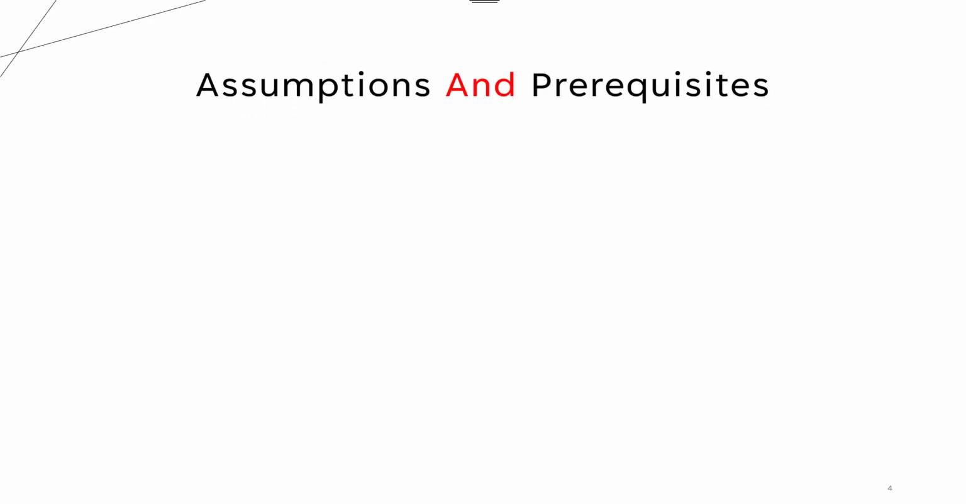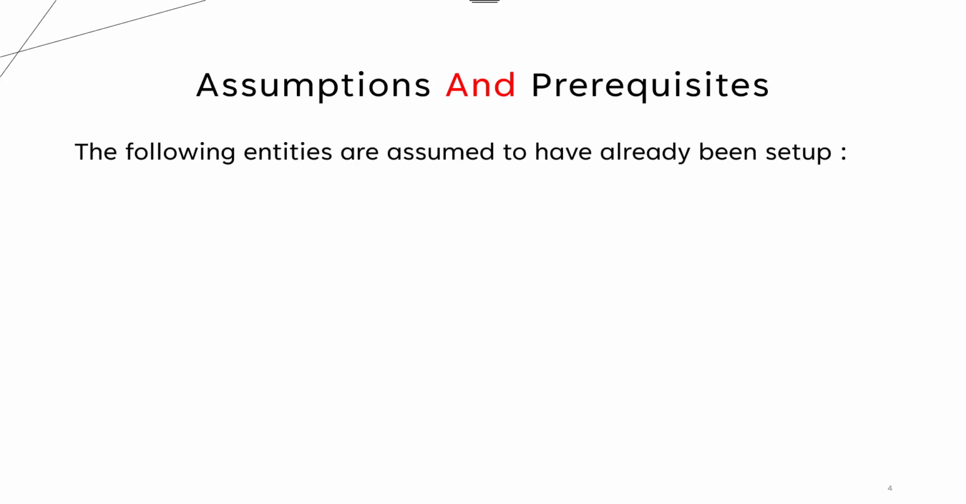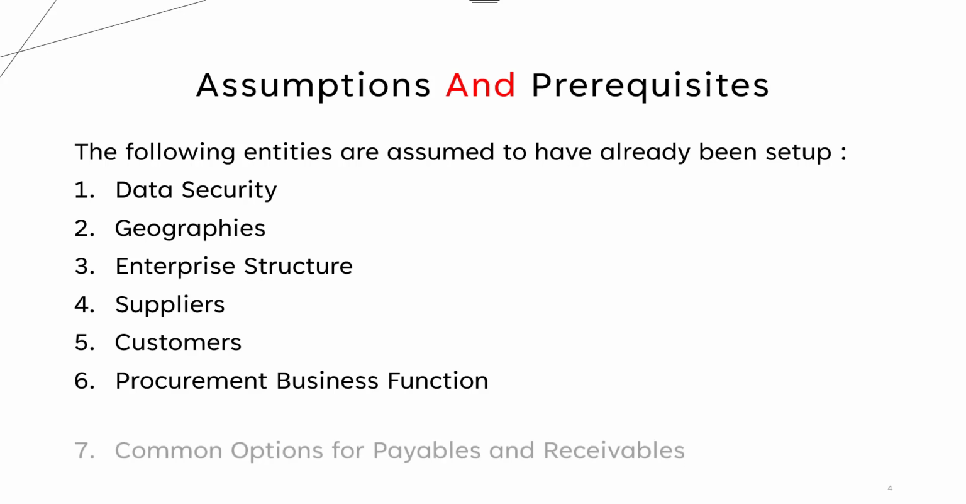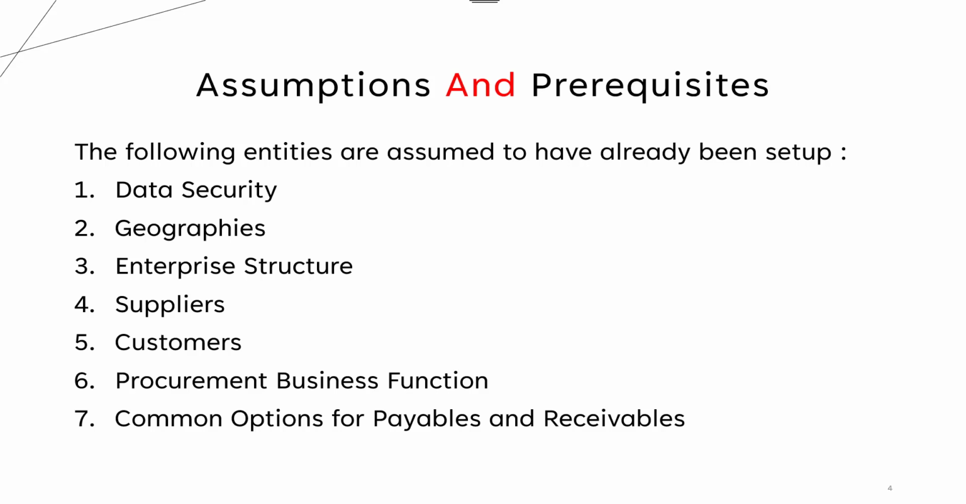What are our assumptions and prerequisites for netting? You have to assume that you have already set up the following: data security, refer to the Fusion Security topical available on cloud.oracle.com, geographies, enterprise structure, suppliers, customers, procurement business function, and common options for payables and receivables. Oracle recommends that the implementation project is complete for your organization before commencing the feature-specific setup. Also, the netting manager executes the netting process at the legal entity level. Separate netting settlements are created for each legal entity and business unit.